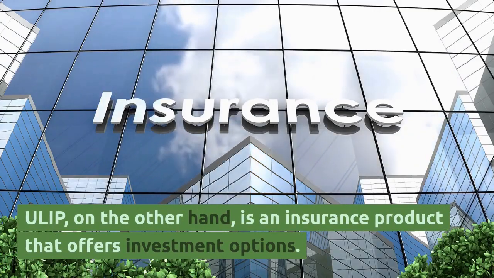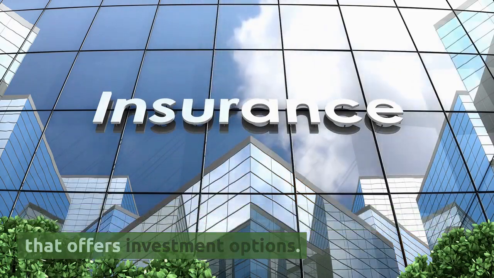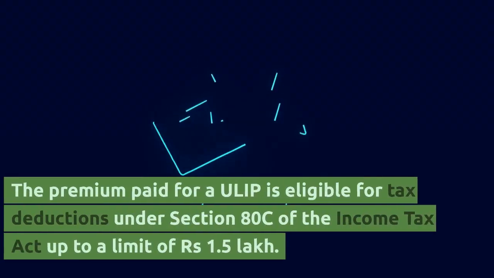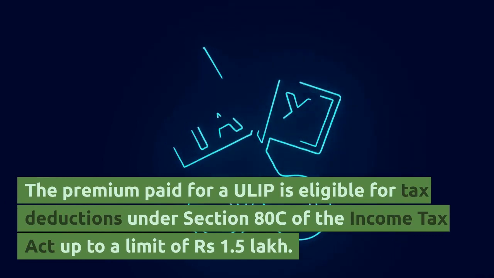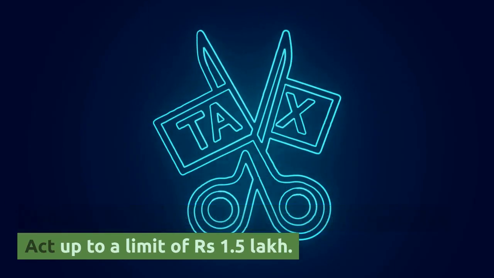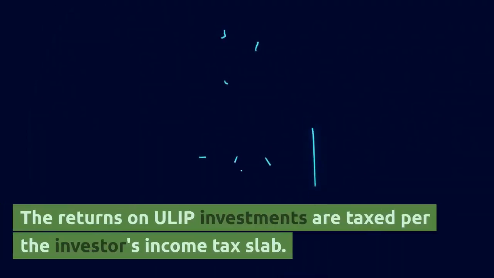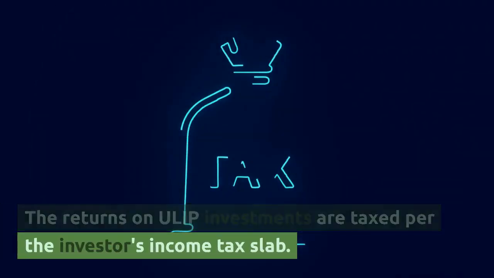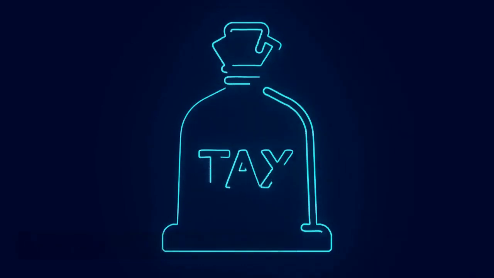ULIP, on the other hand, is an insurance product that offers investment options. The premium paid for a ULIP is eligible for tax deductions under Section 80C of the Income Tax Act up to a limit of 1.5 lakh rupees. The returns on ULIP investments are taxed per the investor's income tax slab.